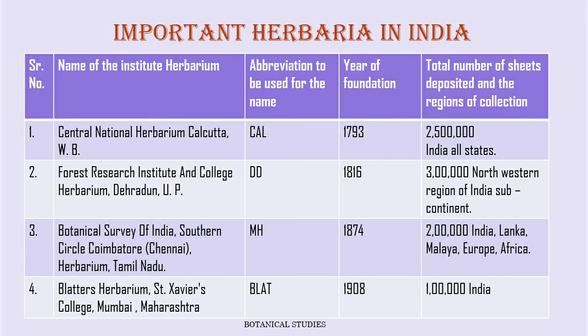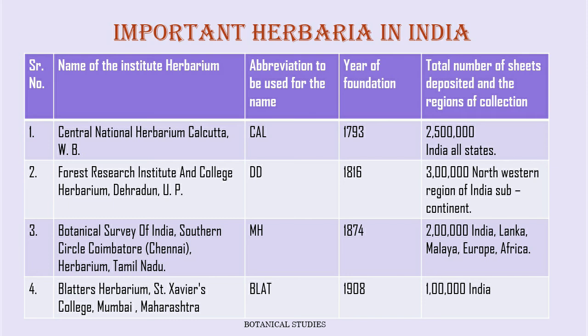Important herbaria in India. The Central National Herbarium, Calcutta, West Bengal, which is abbreviated as CAL. The year of foundation of the herbarium is 1793, and about 25 lakh herbarium sheets are deposited in this herbarium. The second important herbarium is the Forest Research Institute and College Herbarium, Dehradun, which is located in Uttar Pradesh, abbreviated as DD. This herbarium was established in 1816. The total collection is 3 lakh sheets.